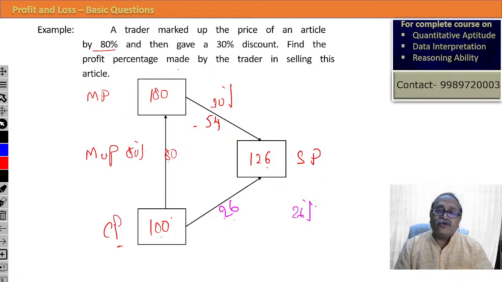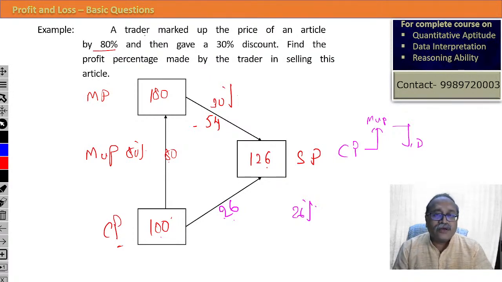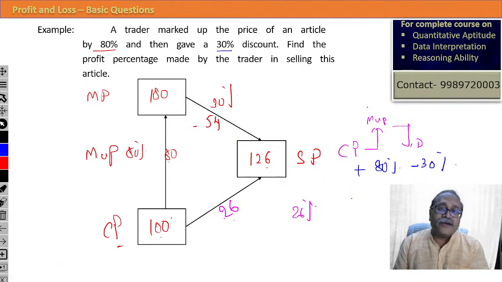So, we don't do it this way. What we do is, this is your CP. You increased it by the markup of 80%, and again you gave the discount. So, plus 80%. And again you decreased it by 30%. So, minus 30%. So, इसको XY फार्मूला में लगाएंगे.